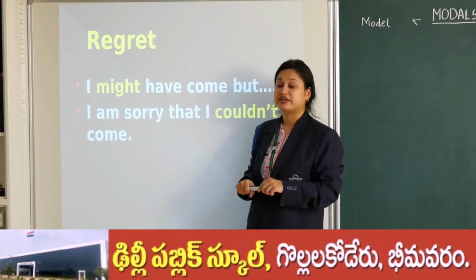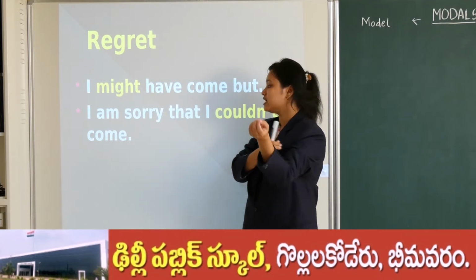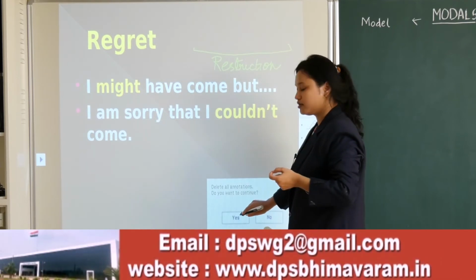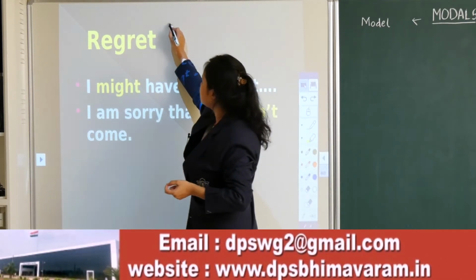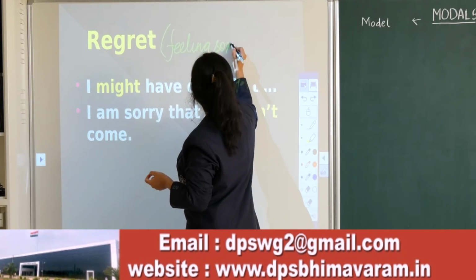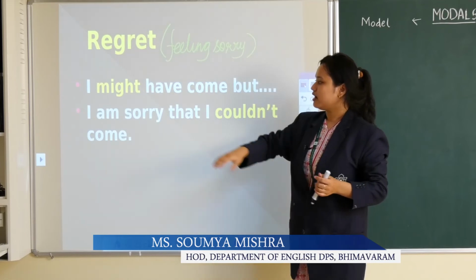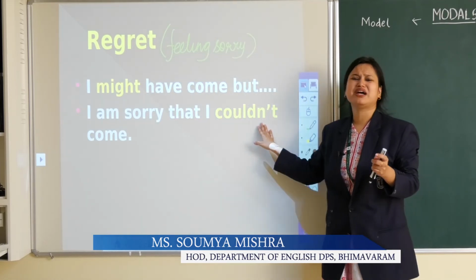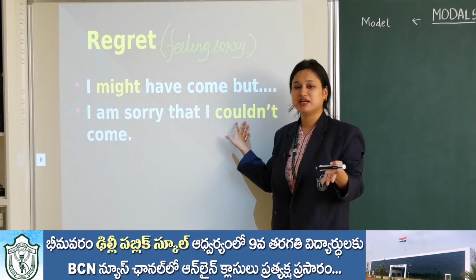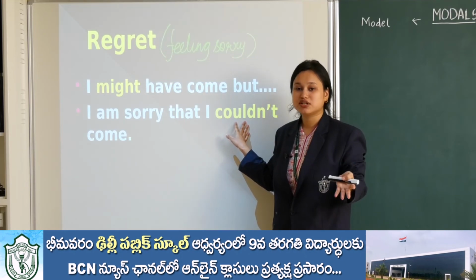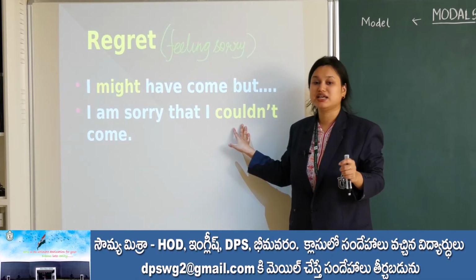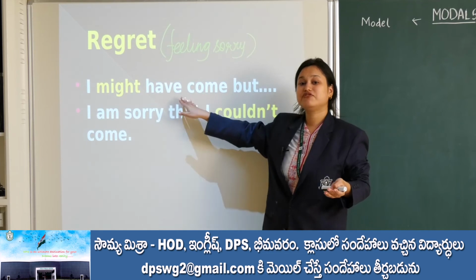Next, regret. What is a regret? Regret means when you feel sorry for something. I might have come to your birthday party, but I had some work to do, something emergency came up, so I could not come. I might have come means I am saying that I am sorry that I could not make it to your birthday party. I am feeling sorry for it.